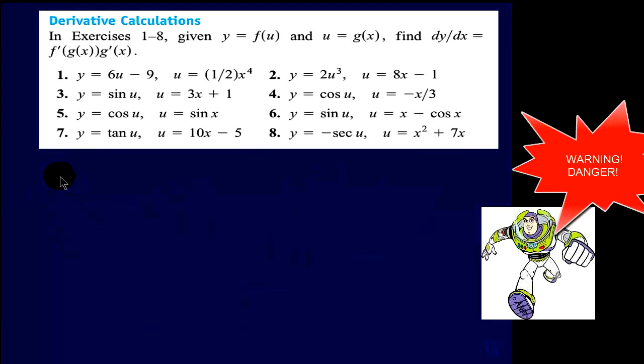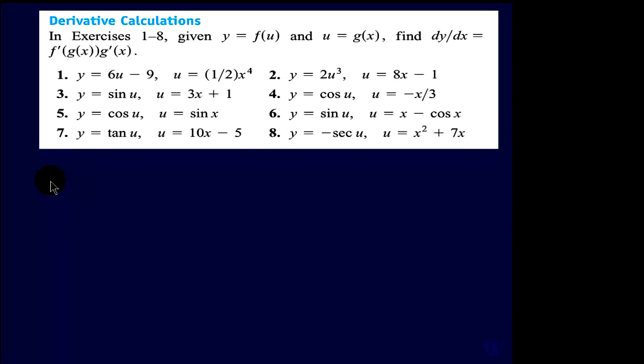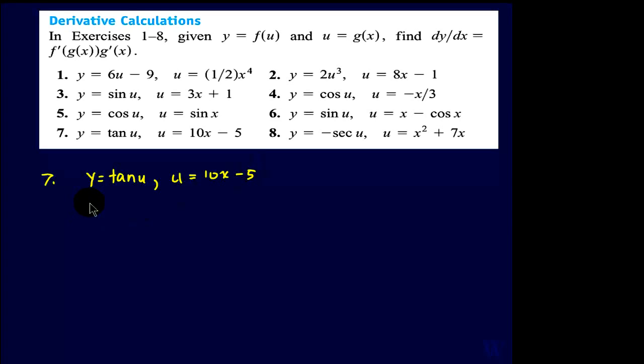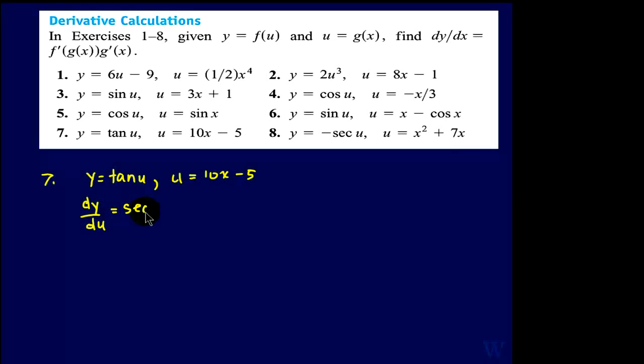Okay, so let's move on. Suppose we want to do number 7. y is equal to the tangent of u, and u is equal to 10x minus 5. Let's take dy by du. Dy by du is equal to secant squared u. And then here, du by dx is simply 10. It's really 10 minus 0, so it's 10.